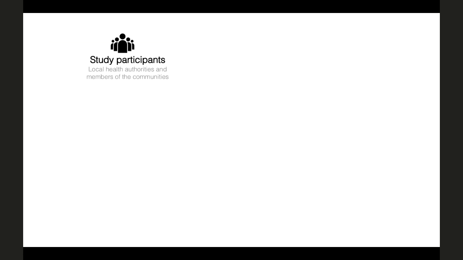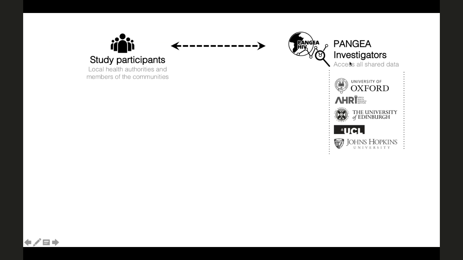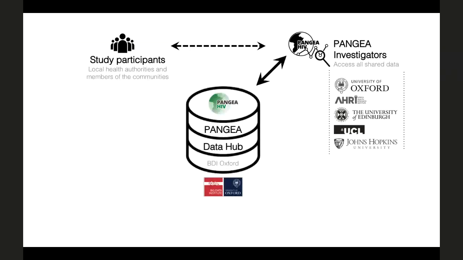So first of all, the data flow within PANGEA begins with the study participants, as it should, and the members of the local communities. The data is collected by teams who, in this context, I'll refer to as PANGEA investigators, and that incorporates a lot of different groups, sometimes with quite different ideas of how data is collected and managed locally. However, what joins us together is that we're all members of the PANGEA consortium, and the data that we collectively look at, generate, and process is stored in a PANGEA data hub here in Oxford.